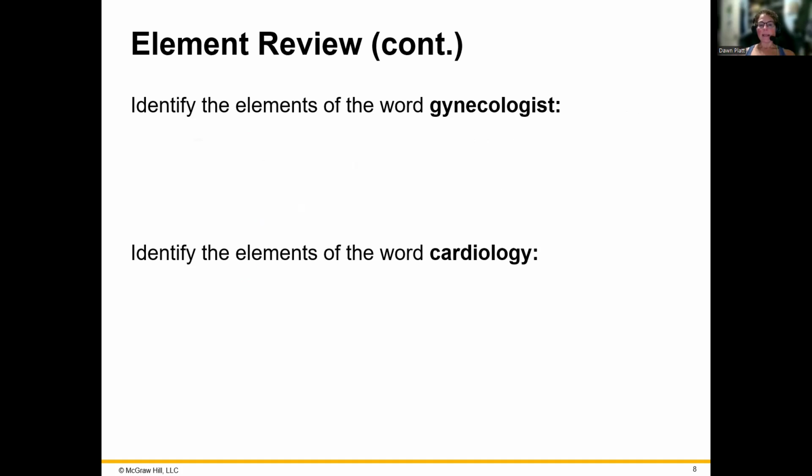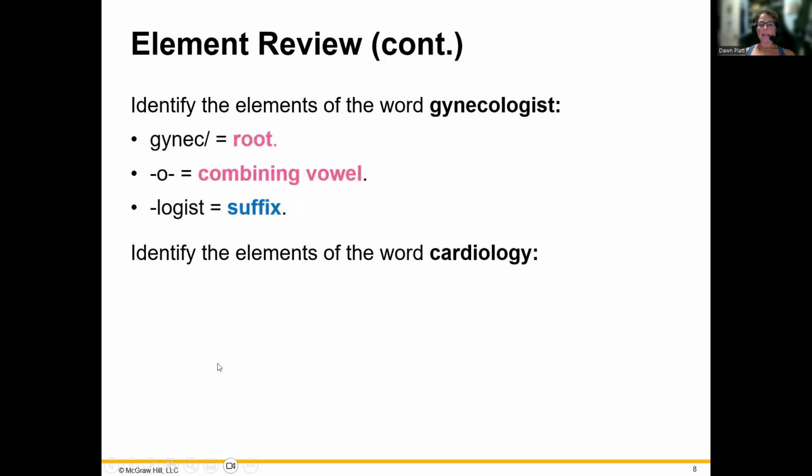So now we go on to gynecologist and cardiologist. Breaking them down, you can see for gynecologist, the gynec is the root word, the O is the combining vowel, the logist is the suffix, and this means a specialist or one who studies or specializes in the female body. And then we have cardiology. So cardio is the combining form. Cardio would be the root word. O is the combining vowel. You put the two together, you have cardio, and logi means the study of, so cardiology.